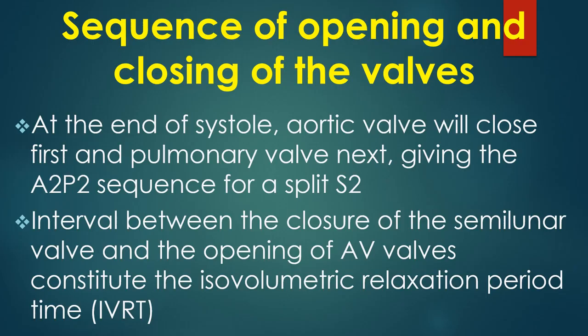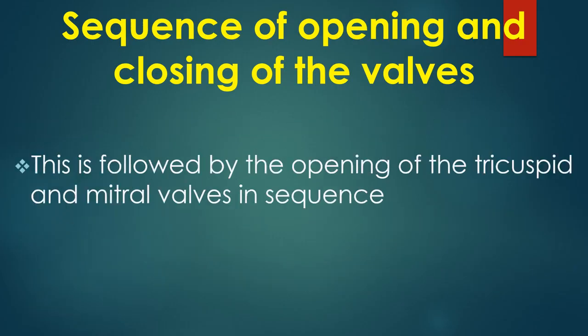Interval between the closure of the semilunar valve and the opening of the AV valves constitute the isovolumetric relaxation period. This is followed by the opening of the tricuspid and mitral valves in sequence.